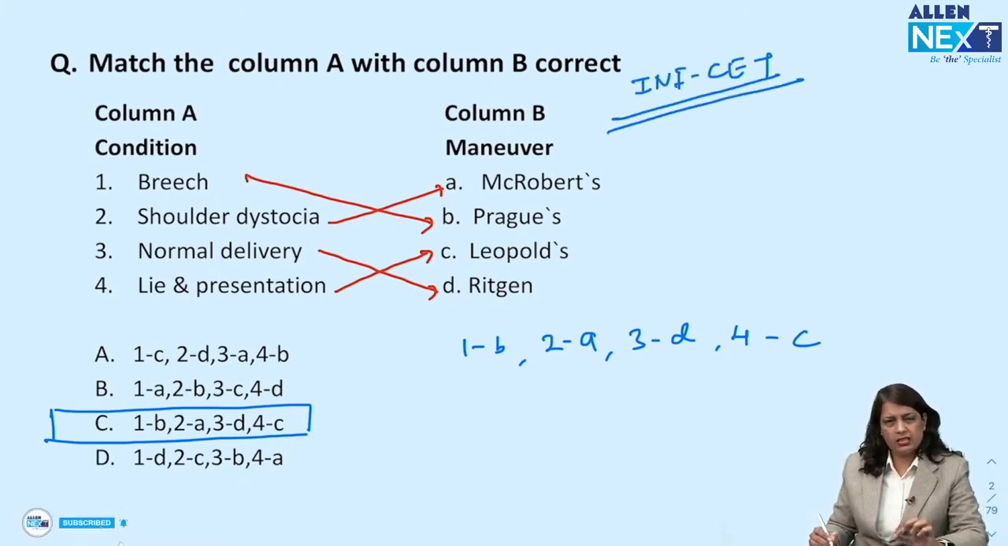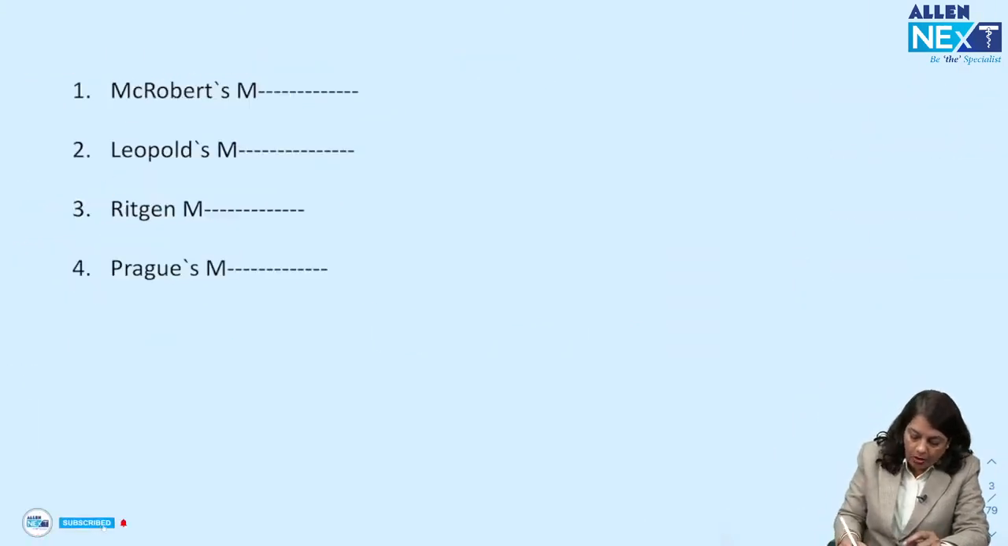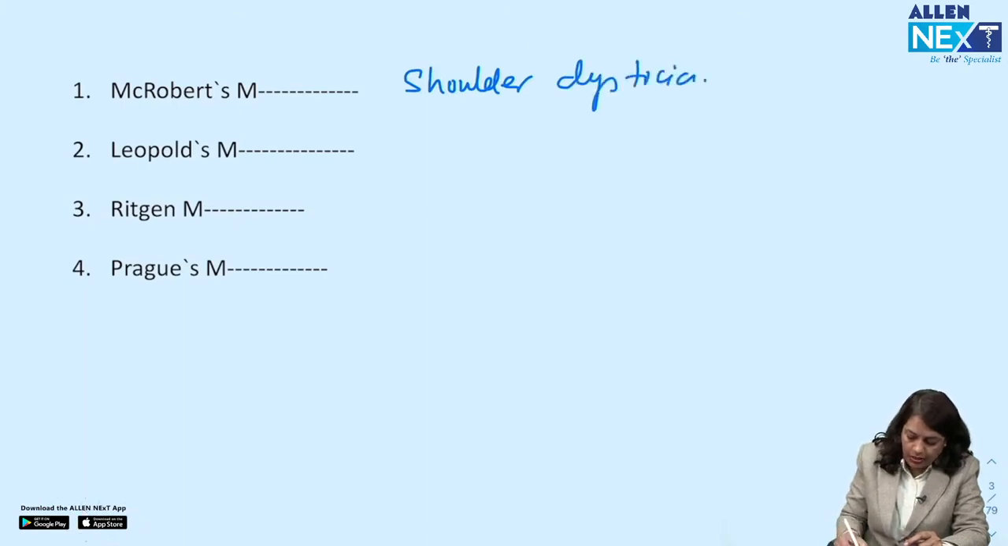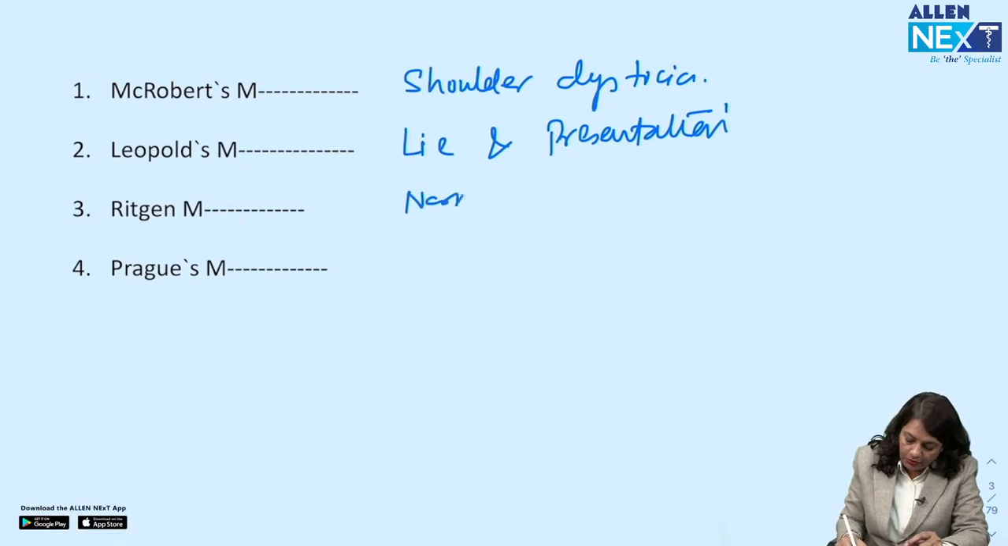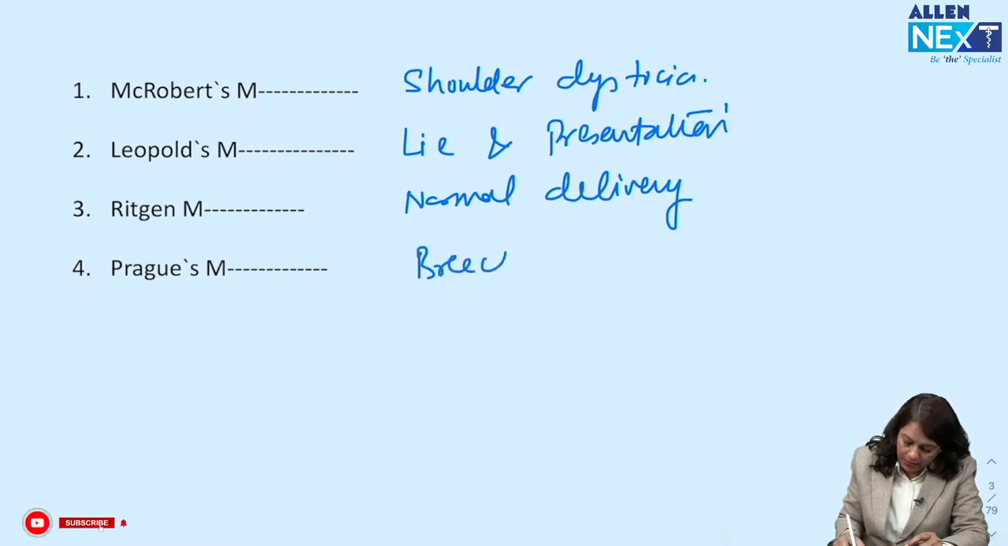This pattern is usually not followed in the NEET PG style. Okay, so I hope this is clear. McRoberts maneuver is for shoulder dystocia, Leopold's maneuver is for lie and presentation, Ritgen is for normal delivery, and Prague's is for breech.